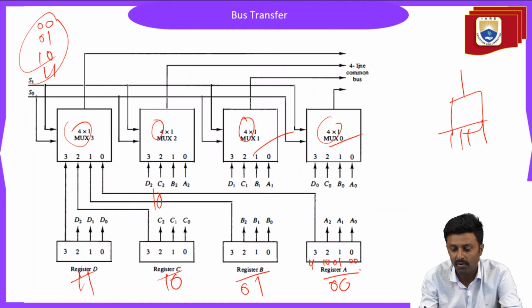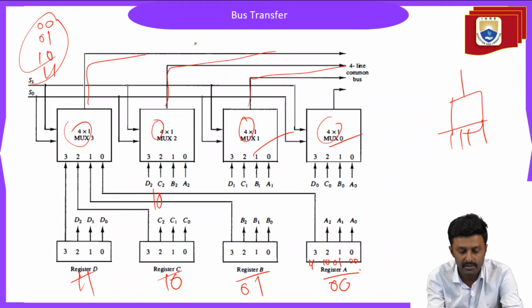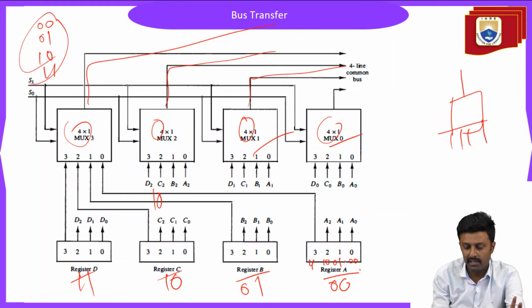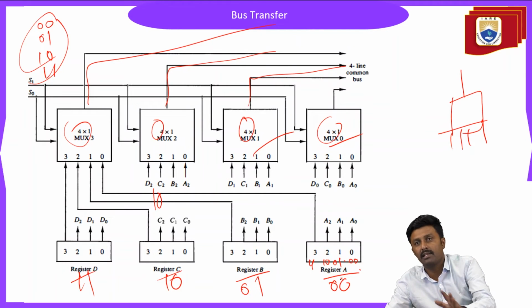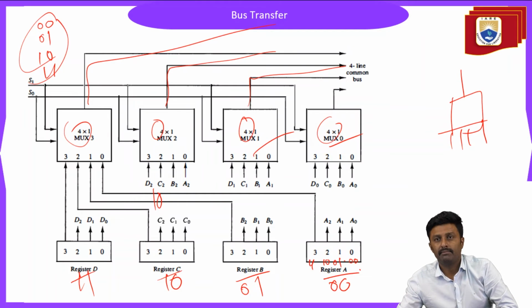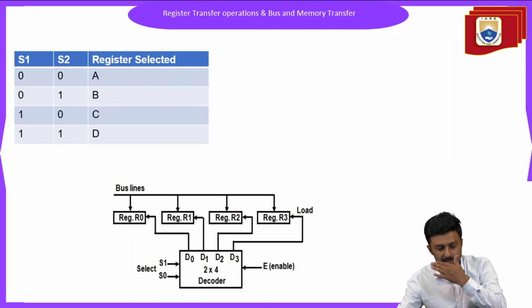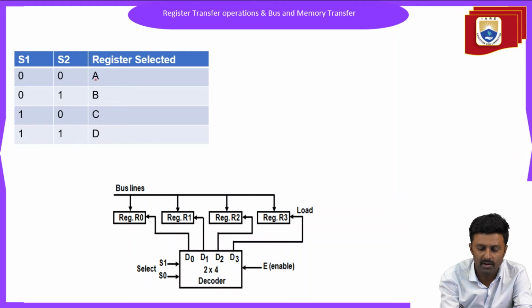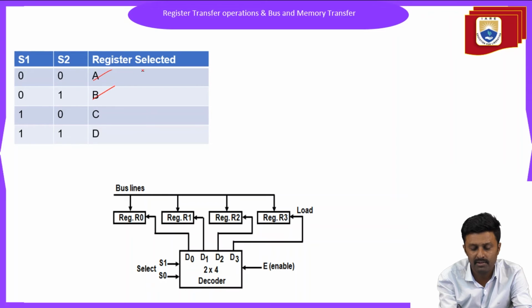So these are like 4 lines of a common bus that we can use. Each time, there are 4 registers, and the transfer is done with the help of the 4:1 mux. Each time one of the registers will be selected. So this is the construction and working of the bus transfer. The same thing: the 4 registers are selected. When it is 0 0, register A is selected, when 0 1, register B is selected, then C and D.